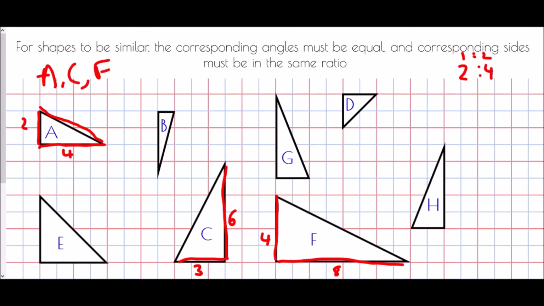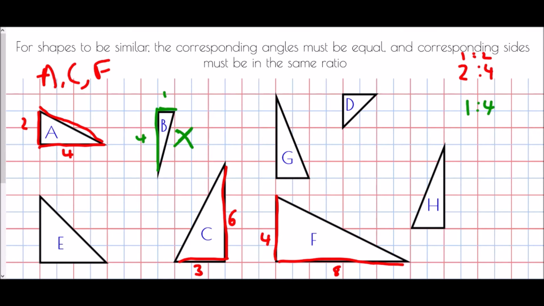If we have a look at B, B has a length of 1 and a length of 4. And so that is our ratio we're looking for here, 1 to 4, meaning that the base must be 4 times the size of the height. Now, have we got that anywhere else? Well, having a look at these shapes, none of those would seem to match that. So B doesn't actually have any similar shape.